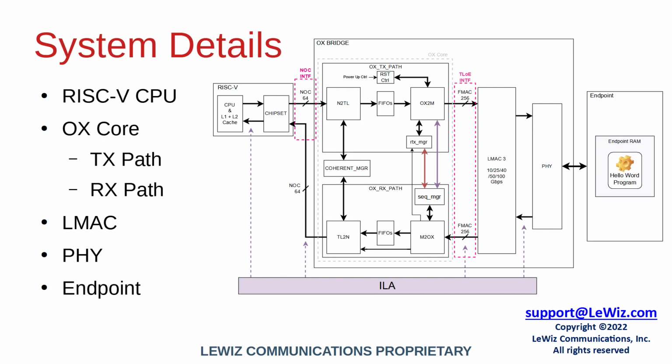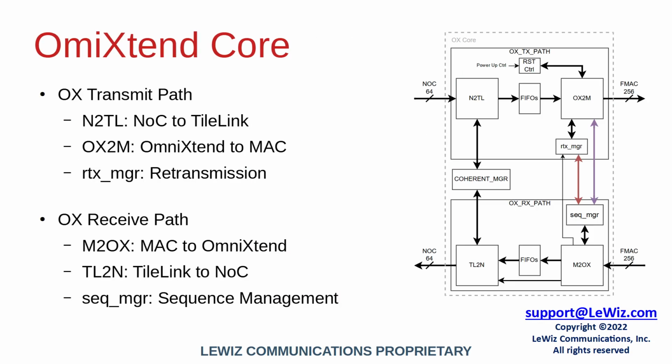For debugging and analysis, debug probes are connected to the points shown in the diagram: the connection between the CPU core and chipset, the NOC interface to the OX core, the LMAC FIFO interface, and the CGMII lines to and from the PHY. Now for the key component, the OmniXtend core, or simply OX core.